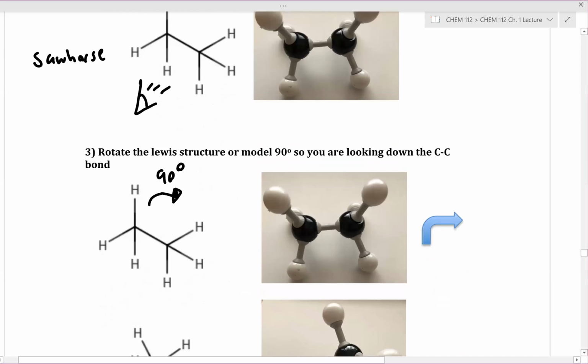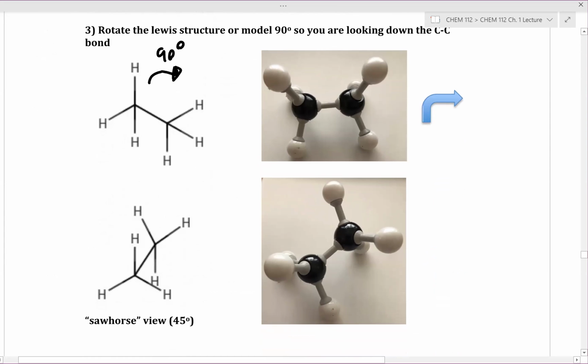So if we take our model and we rotate it about 90 degrees to the right, we have a true sawhorse view, which is the key distinction for the sawhorse view: you're viewing it where the carbons are separated by a 45-degree angle. This is the other potential sawhorse view, which is a side-on view. So in this case, we're looking at it from this perspective. We're able to see all of our substituents, and can we see both of our carbons? Yeah. Do you see how the model reflects that sawhorse view? I can see both my carbons. I can see the arrangement of hydrogens relative to each other. Perfect.